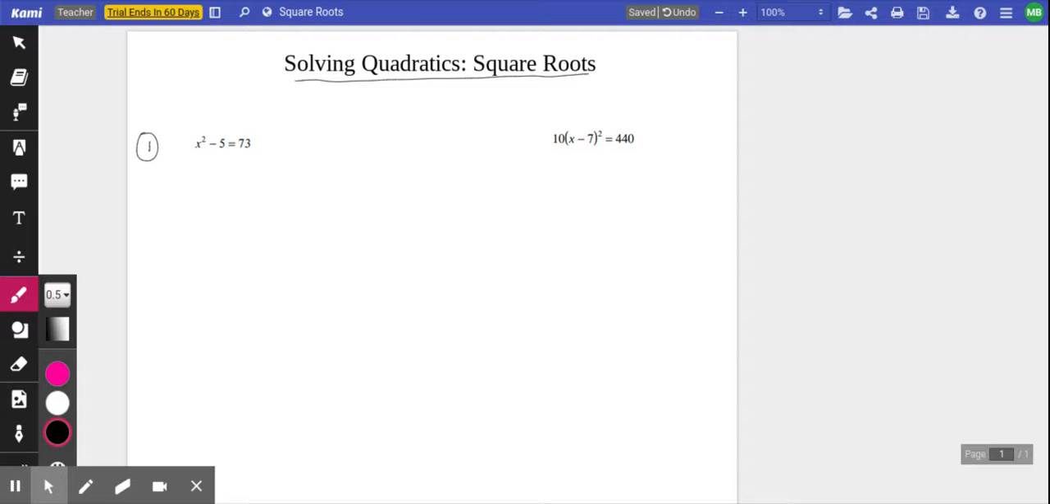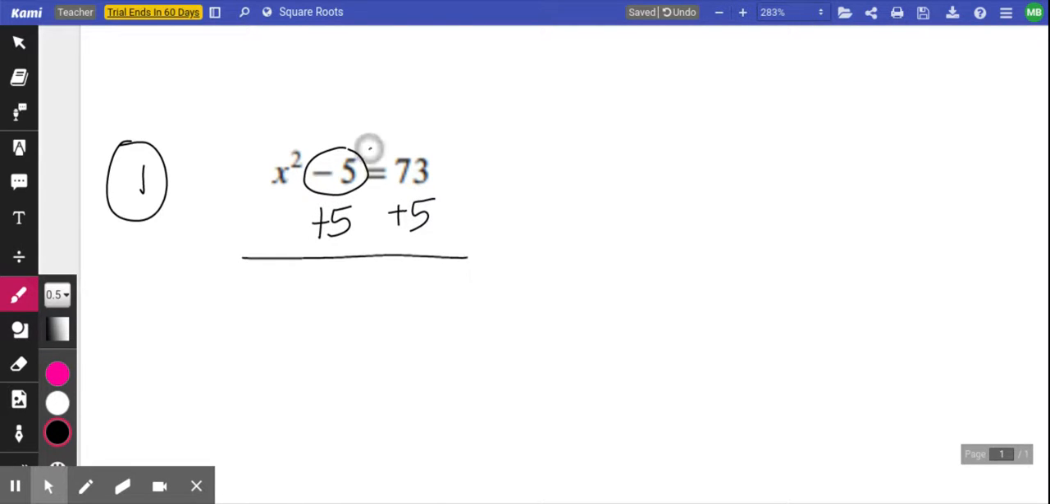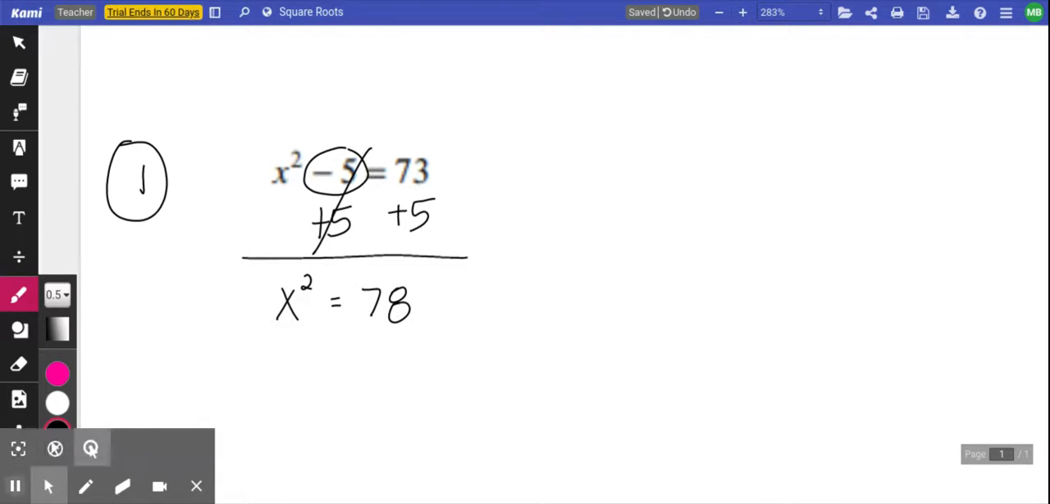Let's start with something basic. Here I have x squared minus 5 equals 73. What we're going to do is the same process of solving a regular equation. We're going to use inverse operations to get our variable by itself. The first thing that I want to get rid of is this minus 5. To get rid of minus 5, we can add 5 to both sides of the equal sign. Now I have x squared is equal to 78.